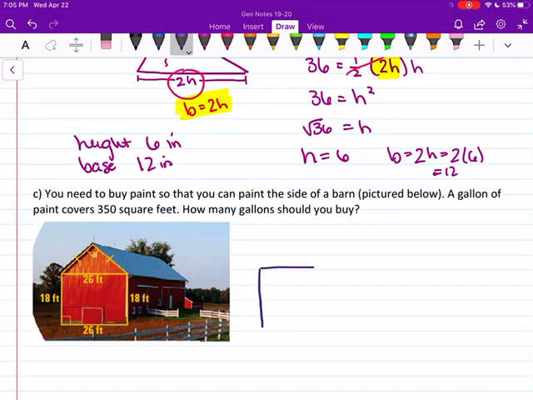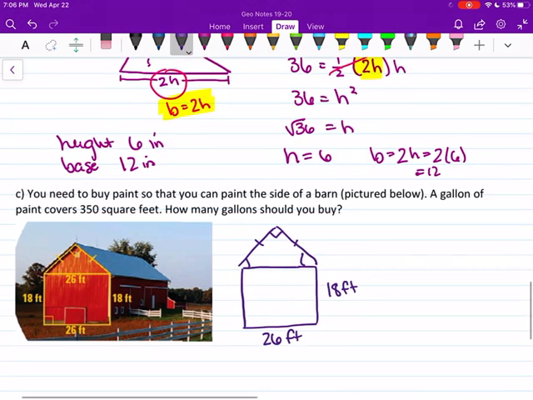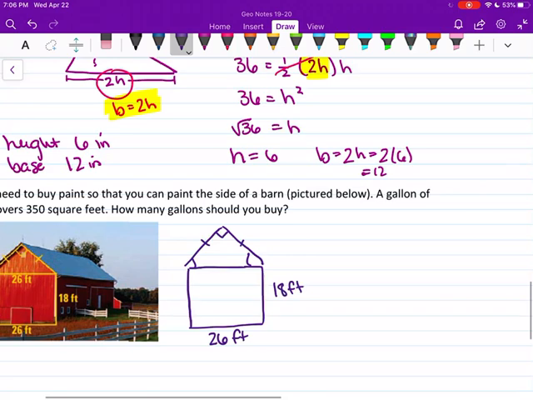So it looks like we have a rectangle that is 26 feet and then 18 feet. And then on top of that rectangle, we have a right triangle, which is an isosceles right triangle. So that's nice. So these are both 45 degrees. Okay. So, we have a 45, 45, 90. Let's see if we can remember our ratios for 45, 45, 90.